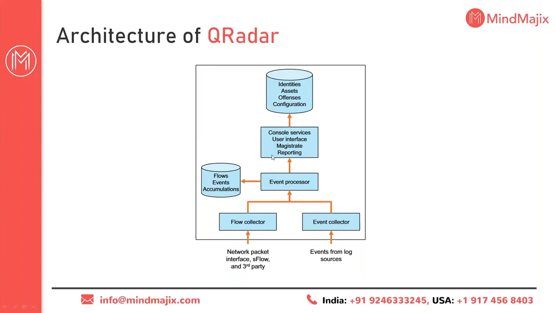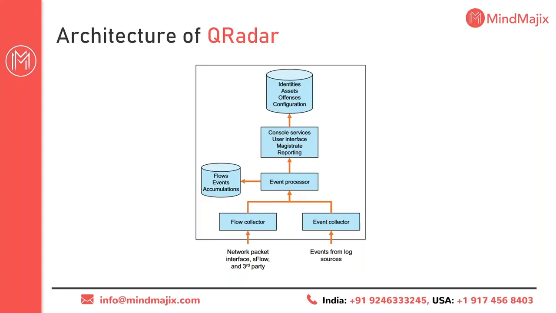Next is reporting. Reporting is for audit purposes, so you have to create a report for every change in the configuration. Next is the last database, that is the Postgres database. In that Postgres database, we have stored the identities. Now identities and assets are the same; identities are a part of the assets.